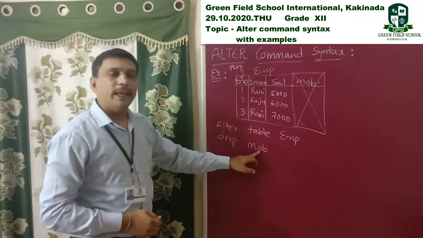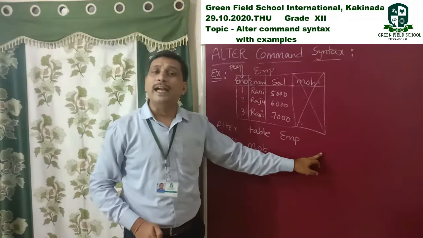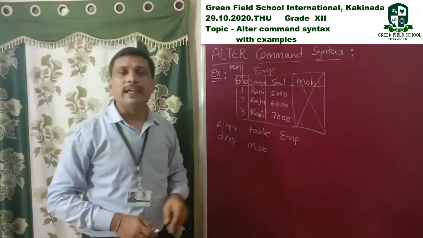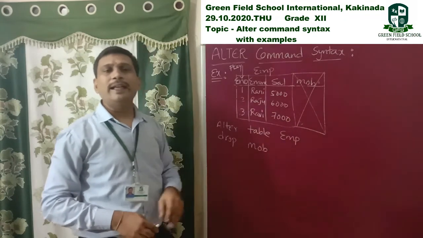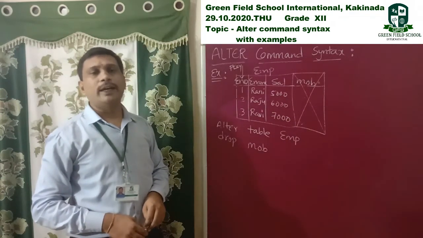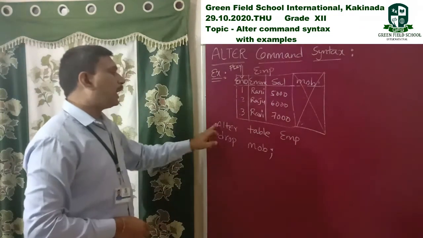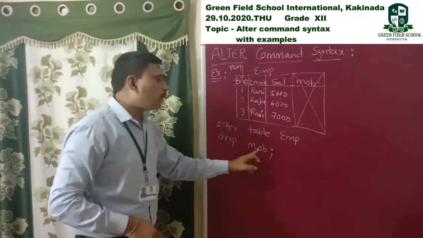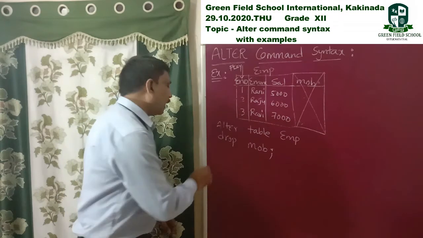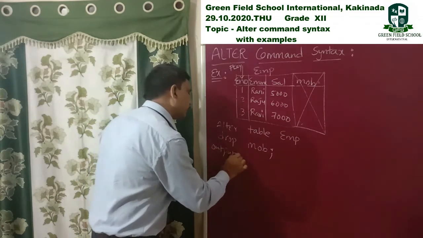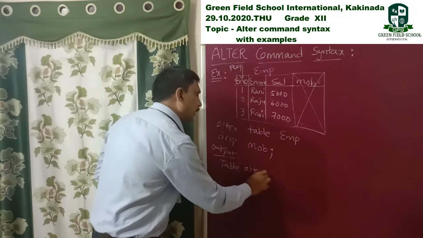Drop column name. We do not specify the data type, size, or anything here. Why? Because we simply specify mobile number, and all its data and this particular column are removed, modifying the entire table structure. So I specify only the column name. So: alter table, table name, drop column name, mobile number column. The output displays: table altered.